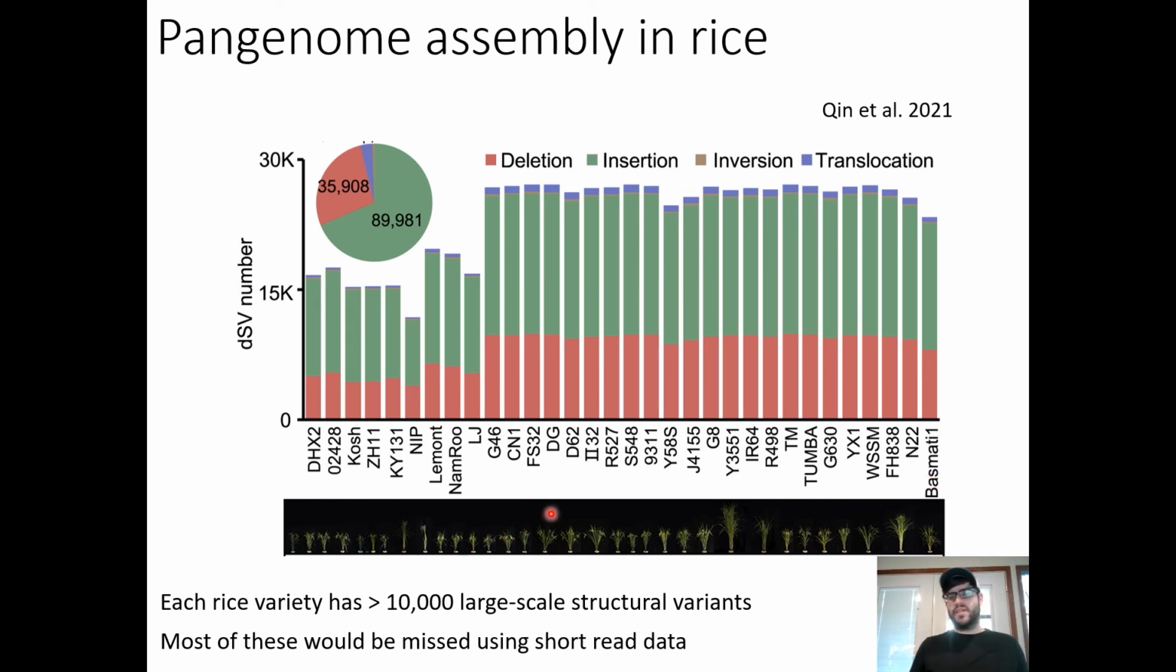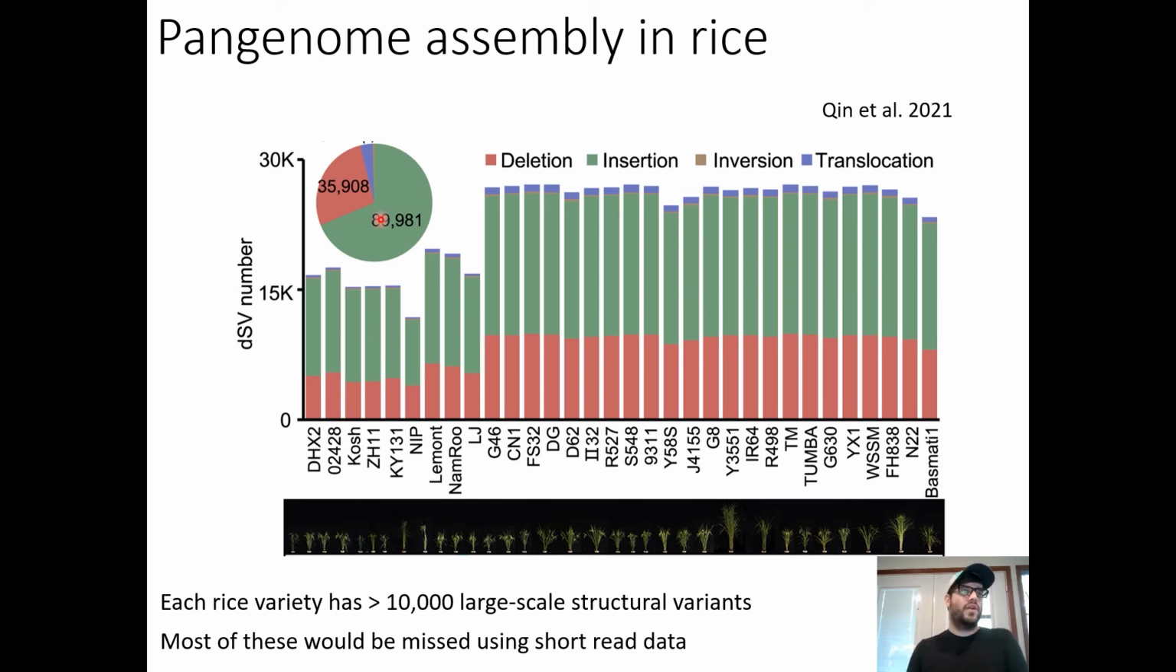And so what they did was they assembled a de novo reference genome for each of these individuals, and then they compared them to the current rice reference genome. And so each one of these, these are corresponding to insertions in green and deletions in red. And what's interesting is that each rice variety has at least 10,000, or in many cases, many more, large-scale structural variants. And so this would be on the order of 1,000 base pairs or longer differences.